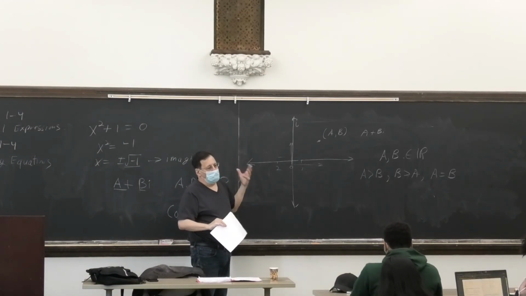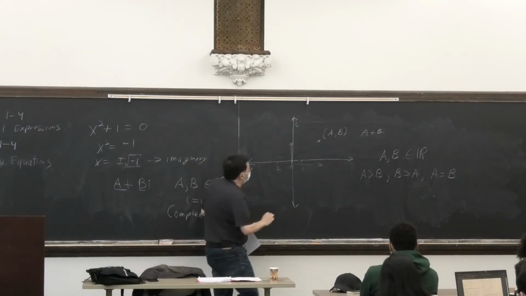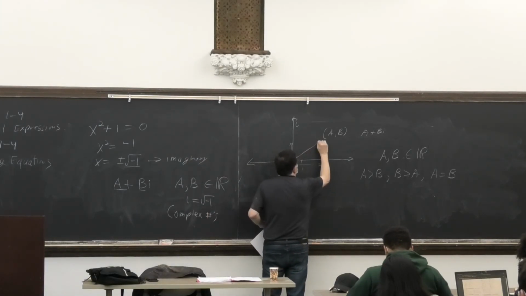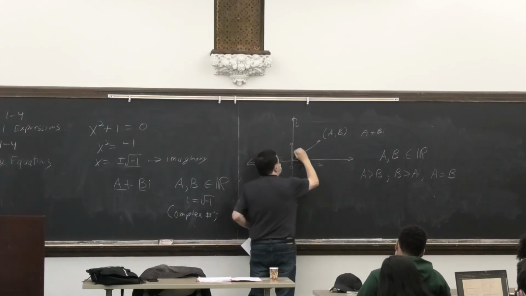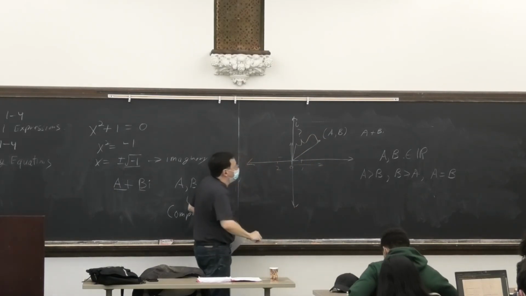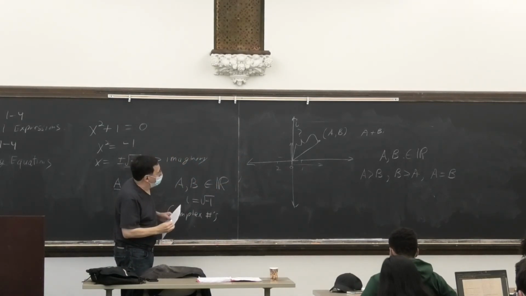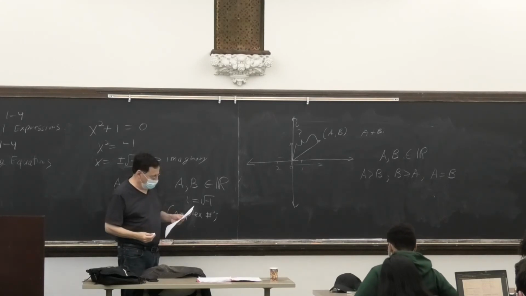You could try and create an order. You could say, well, how far is this number from the origin? You could assign them a real number and then order them that way. But they don't have a natural ordering.